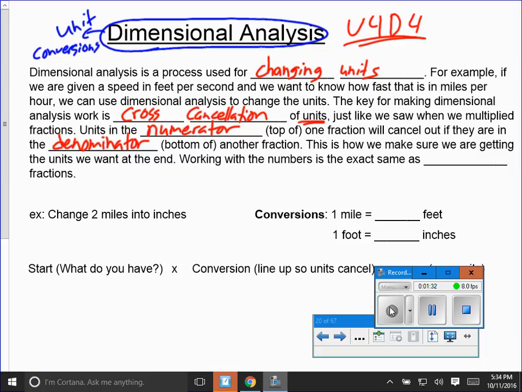And what we're left with is we should have crossed out every unit we don't want and be left with only the units we do want at the end. So we have to set up the problem in a way where we can cancel units out. So putting one in the top and one in the bottom. So working with the numbers is going to be the same as we did before when we're multiplying fractions. Right, so the units will cross cancel, and numbers we multiply straight across just like we do when we're multiplying fractions.